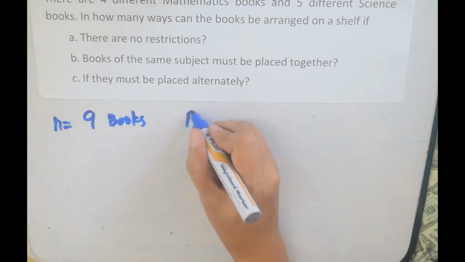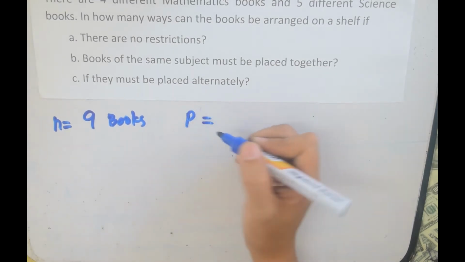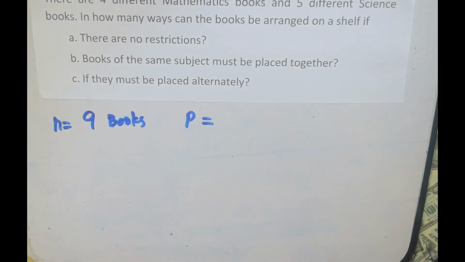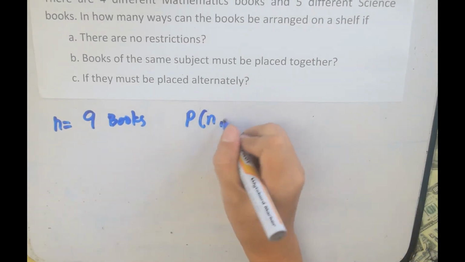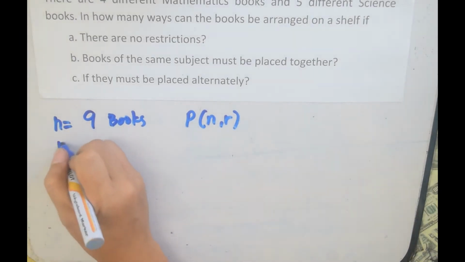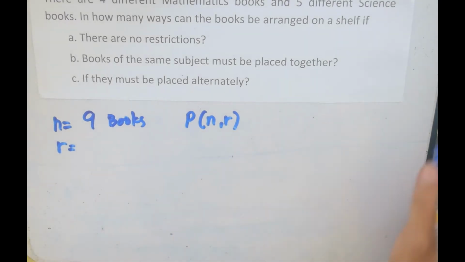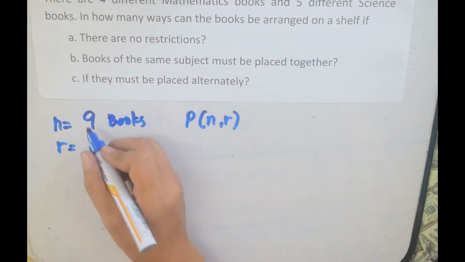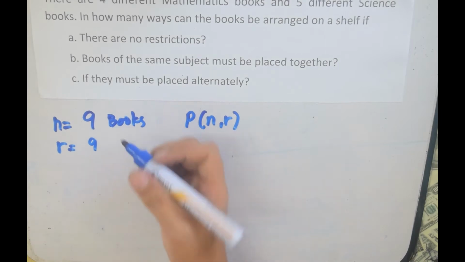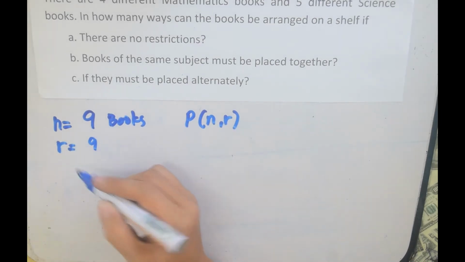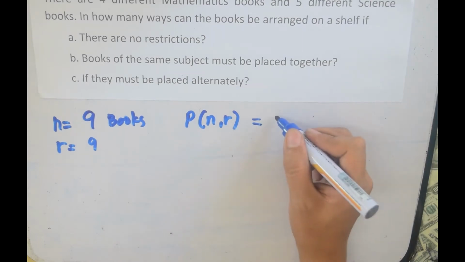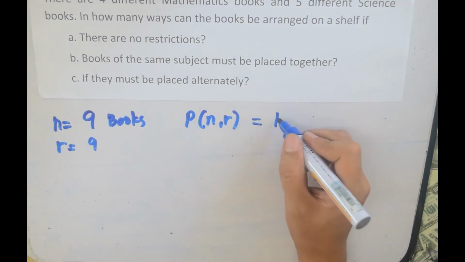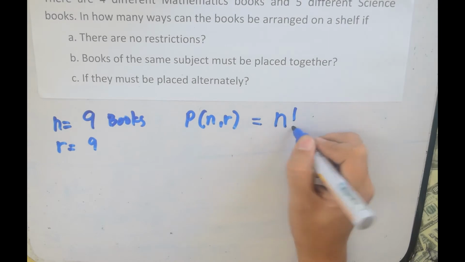So we have permutation of N, taken N at a time, right? Permutation of N, taken R at a time. So what is our R? Since you are going to arrange all of the 9 books, your R is 9. Since your N and R are the same, what is our formula for this one? Our permutation is equal to N factorial.